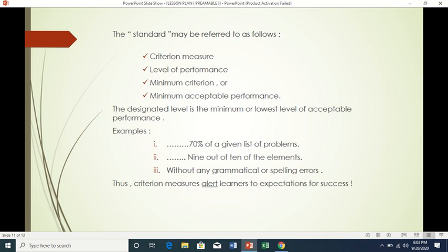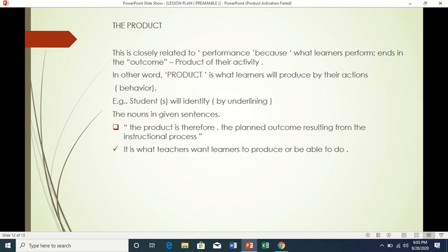Therefore, the criterion measure is the measurement that alerts the learner to the expectation of success. Oh, I'm going to take this exercise and look, the least score that is acceptable is 70 out of 100. So he's alerted that anything less than 70 is not acceptable. In the second example, anything less than 9 out of 10 is not acceptable. If there's any grammatical or spelling error, it's not acceptable. So the student or the learner is alerted that this is going to be the criterion or the point of measurement.